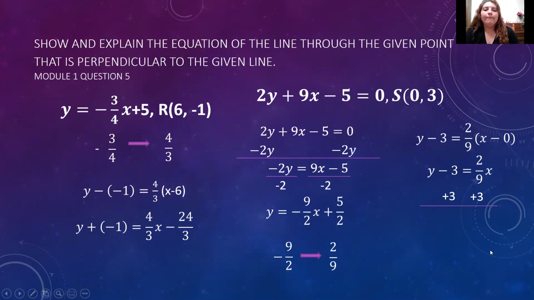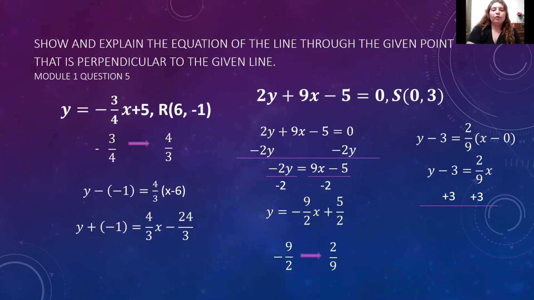So for the second one here, it looks a little different. We've got 2y plus 9x minus 5 equals 0. And then our point is S at 0, 3. So we have to solve for y here in order to figure out what line we're even starting with. To do that, we're going to take that 2y away from each side, and then divide by -2 to get y by itself. And we're going to end up with y equals -9/2 x plus 5/2.